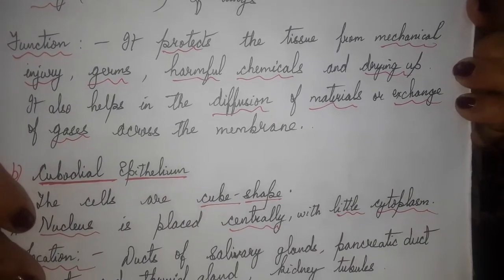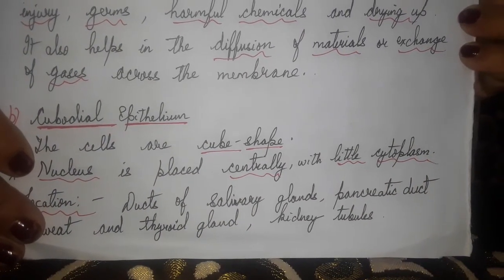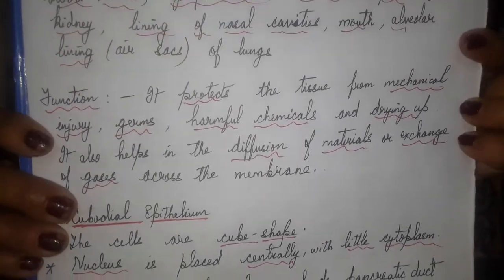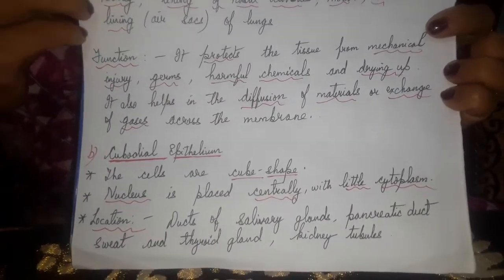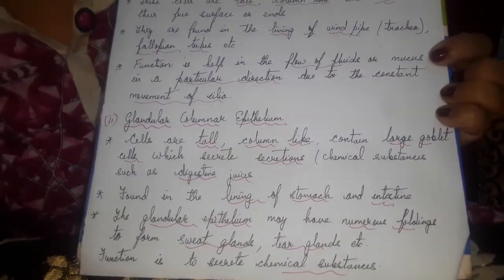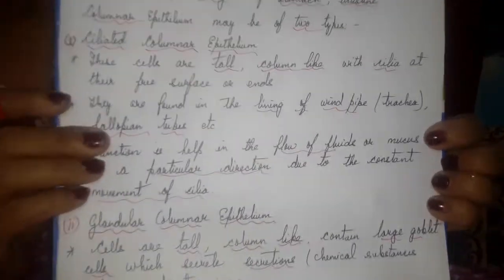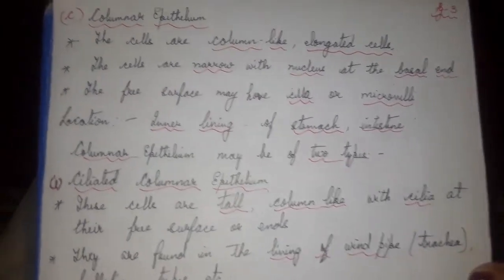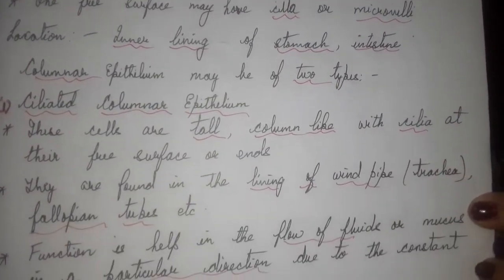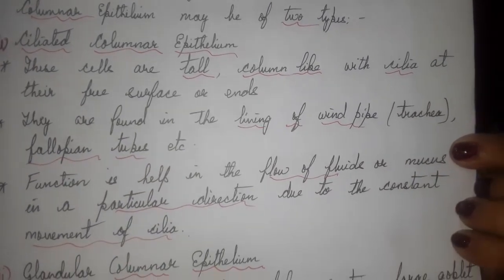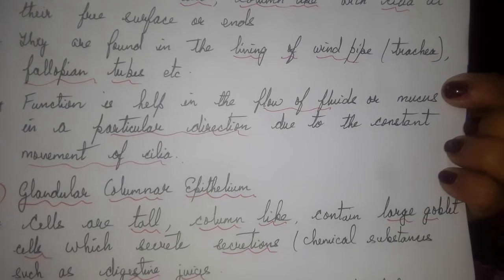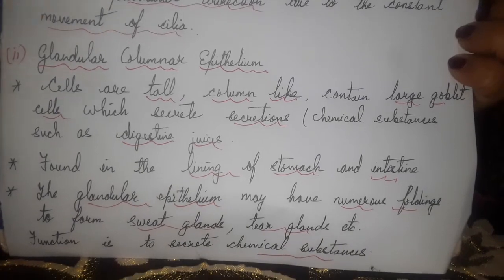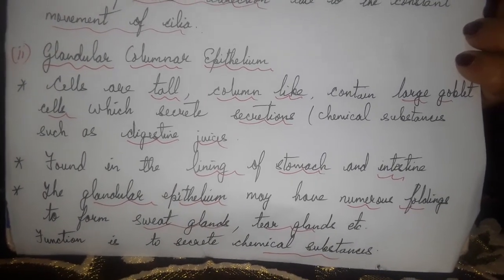Columnar epithelium, apart from the ciliated columnar epithelium, we have also one more type, brush bordered columnar epithelium, which is located in the intestinal mucosa. Columnar epithelium, they are column-like, tall, ciliated, and one more type is brush border columnar epithelium, which is present in the intestinal mucosa, to increase the surface area of absorption. Clear?